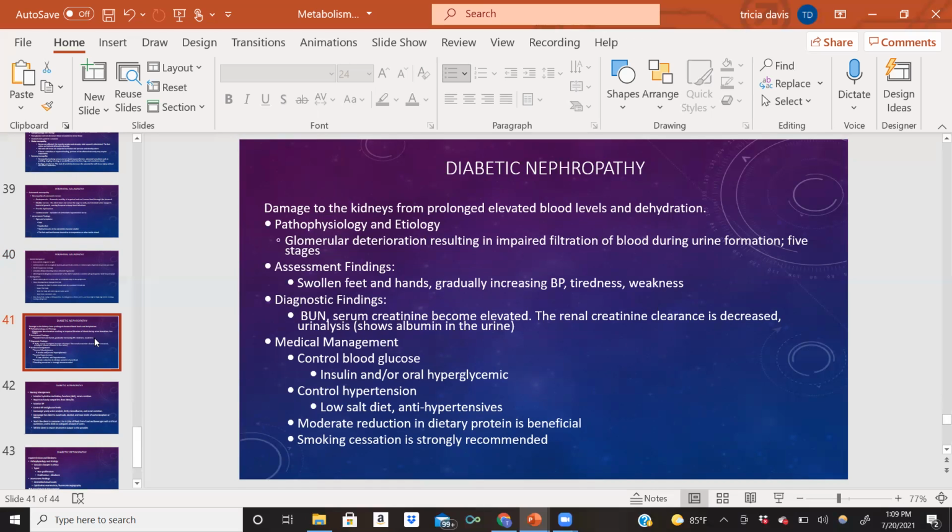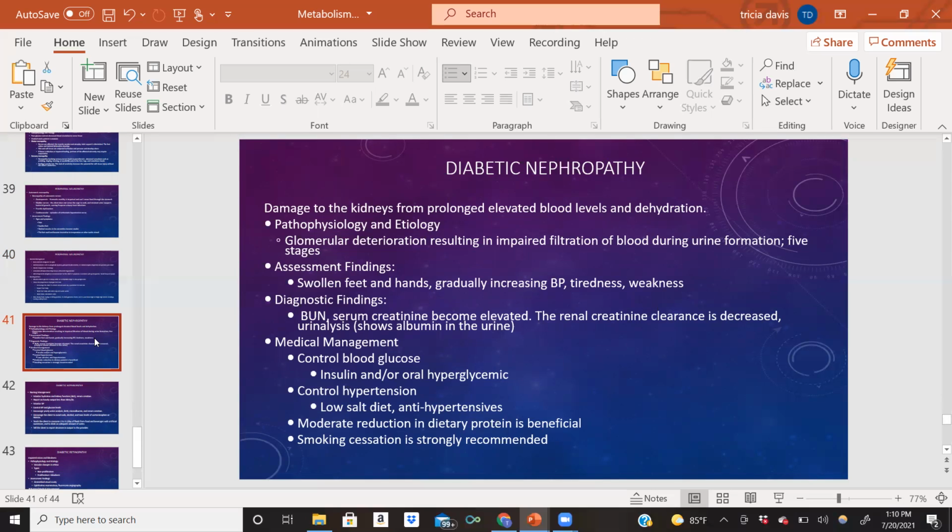Assessment findings: we're going to see swollen feet and hands, and gradual increases in their blood pressure. They may be tired, they may feel weak. Their BUN and serum creatinine are all going to become elevated. Their renal creatinine clearance is going to be decreased. And their urinalysis, if we drew one, would show that they have albumin in their urine.